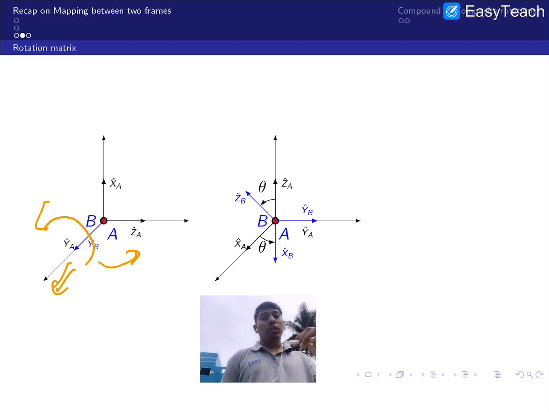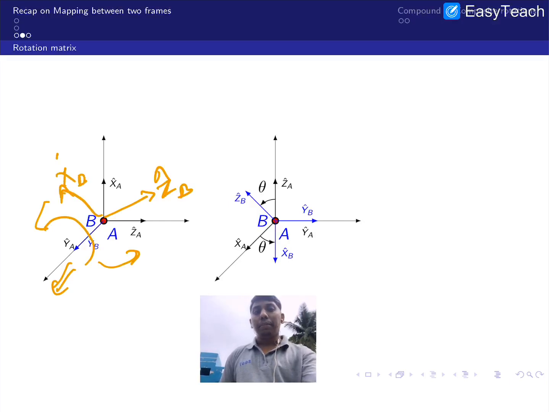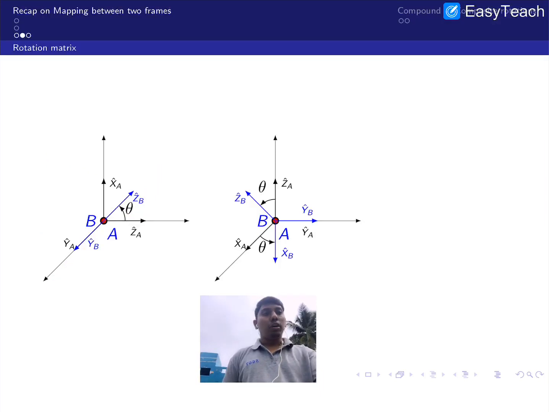So in the sense counterclockwise I am rotating. So in the sense ZB cap will be coming and XB cap is coming here. Where this angle I call theta, right. So that is what I am doing here. You can see this is what I am doing.